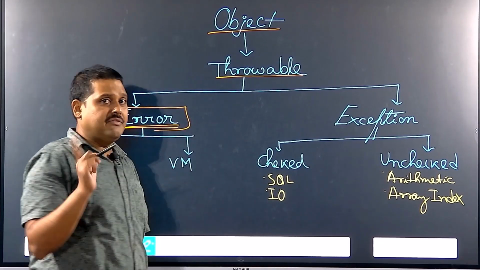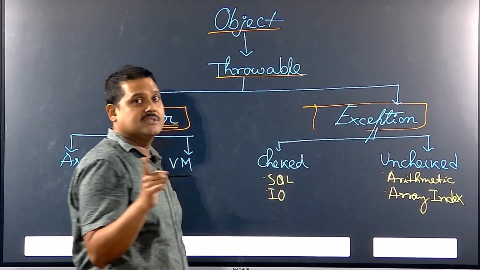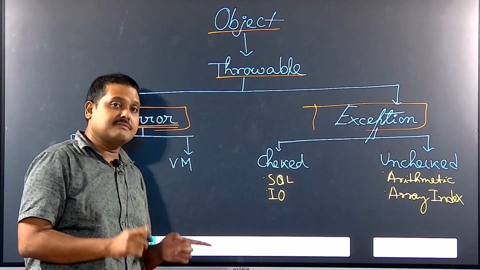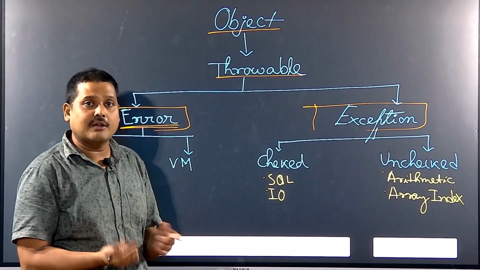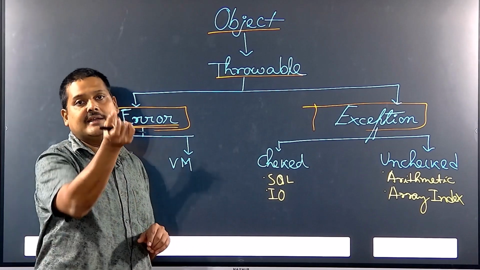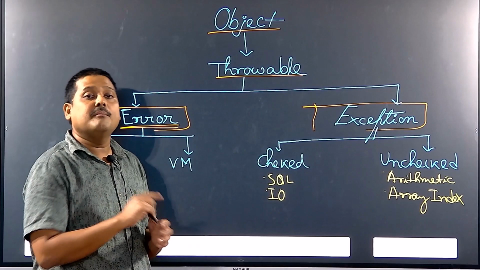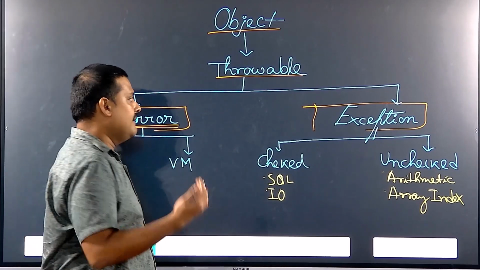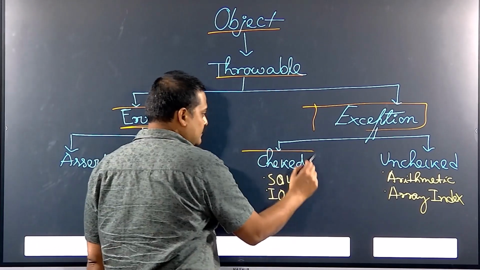So errors are different things and exceptions are different things. Errors are not exceptions. Sometimes students make the mistake of thinking that errors are exceptions. Exceptions are those things which are unwanted. We have written the code correctly, but at runtime I observe the data is not there, or maybe some link is not there. Due to that I am not getting the particular value. That is called an exception.